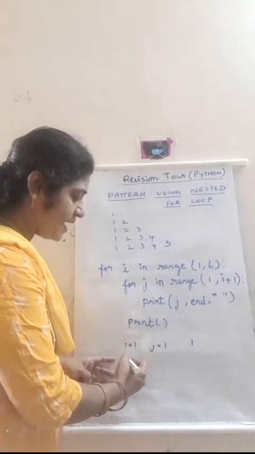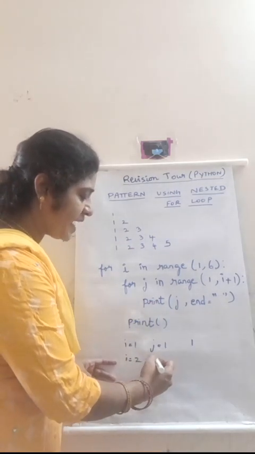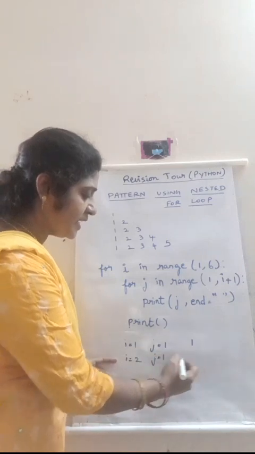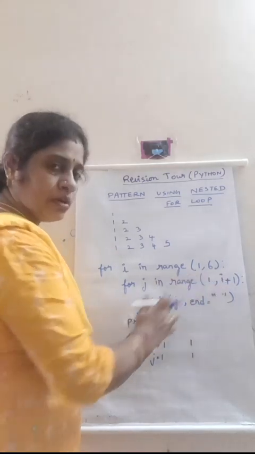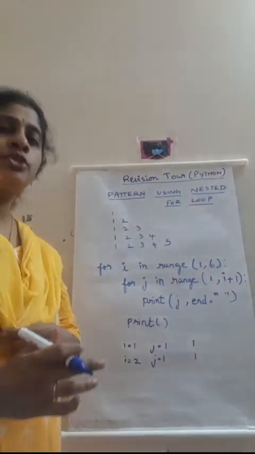Okay, now when I value is 2, j will be 1 initially, it will display 1, and then j value will become 2.